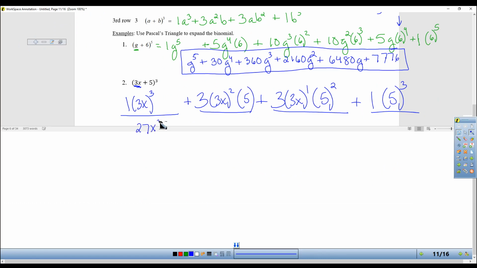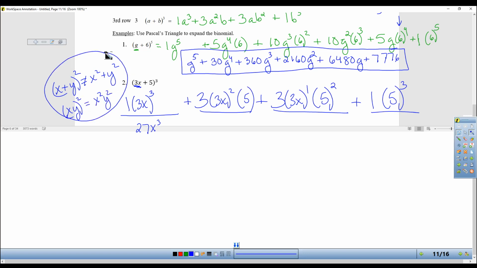x cubed. You can distribute to factors. It's only to terms that you can't distribute. This is not x squared plus y squared, but x times y squared is x squared y squared. This is really a fact that people struggle with right through calculus. So make sure you get this down.